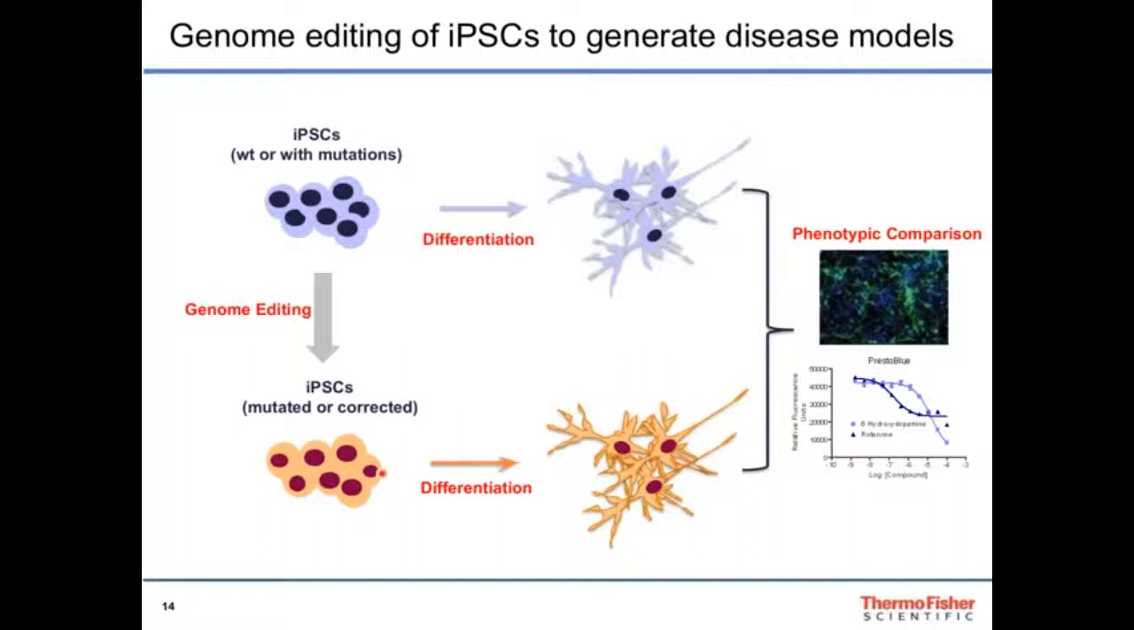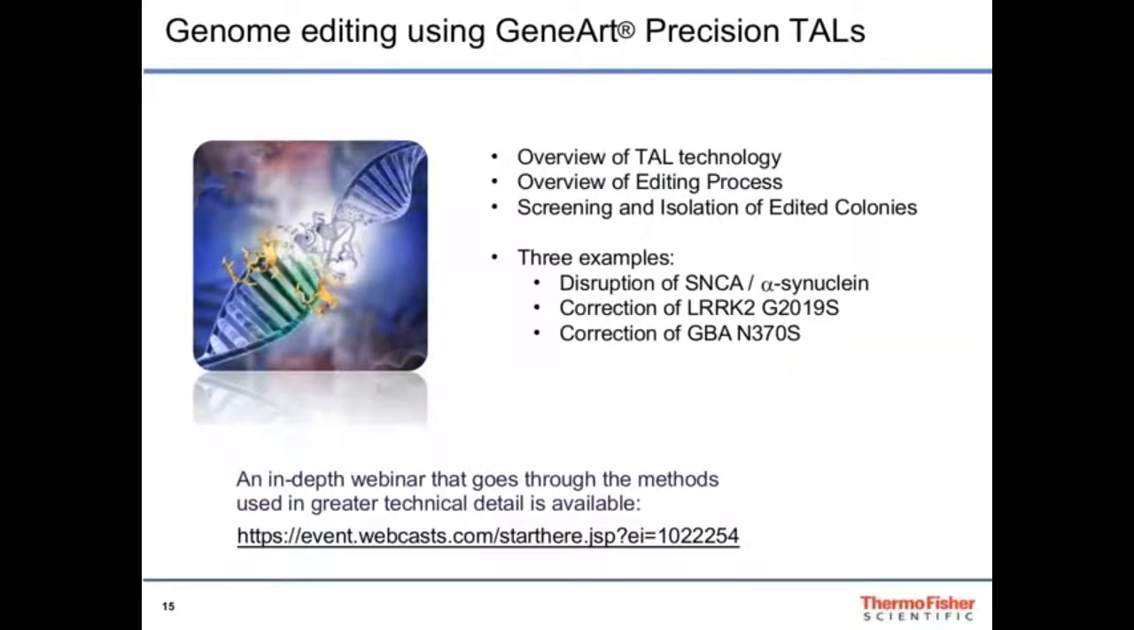So now we can differentiate these eventually into neurons in this case, and we now have a matched set disease model where we can compare directly the effect of these specific mutations in identical isogenic backgrounds. It's very important. So again, we use TAL effectors here, but this is essentially only a vehicle to deliver a nuclease to do a double-stranded break.